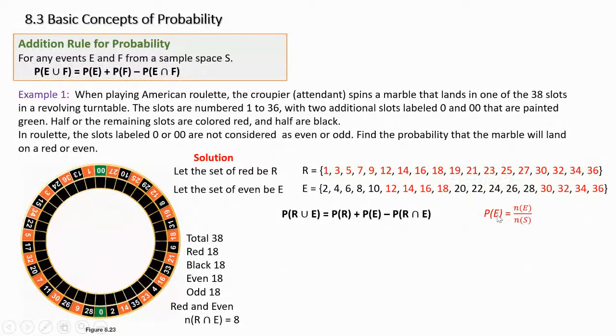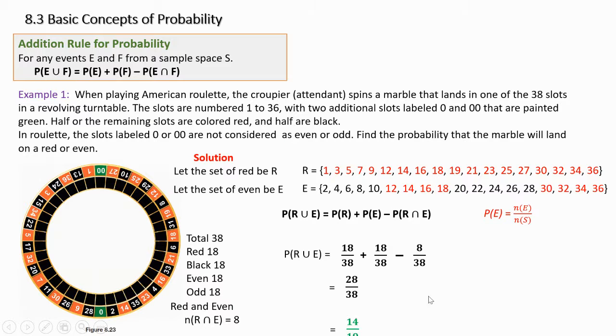This is the symbol for or. So again, we're going to use the probability of the event. The probability of red is 18 over 38, because there are 18 red and 38 total. Plus, how many are even? Another 18, because it's half and half. Remember that the 0 and 00, the green ones, are not even or red. They're not even or odd. Minus the red intersect even, which I got right here: there were 8, which is 1, 2, 3, 4, 5, 6, 7, 8.